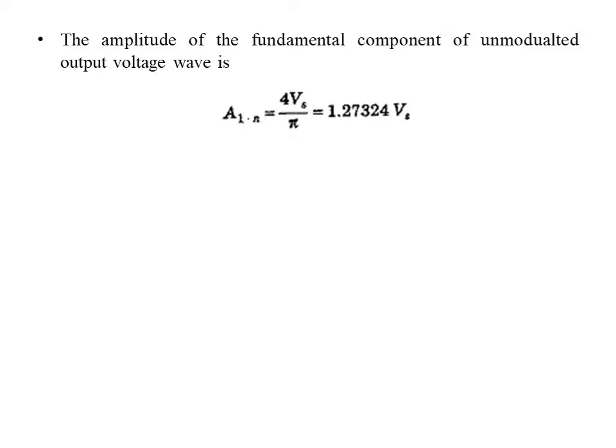24.78%, 40.86%, and 30.37%, but the third and fifth order harmonics are eliminated from the inverter output voltage wave. The amplitude of the fundamental voltage is 83.91% or 0.8391 times the amplitude of the fundamental component of the unmodulated voltage wave.